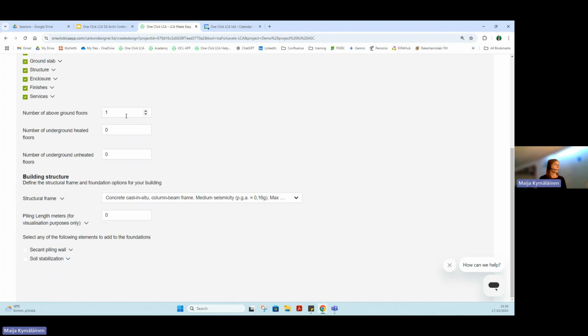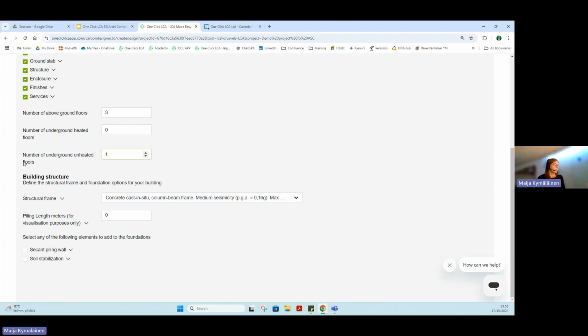And then number of above ground floors. So for example, we have 3, and then underground heated floors. Let's add, for example, 1 unheated. So there's a heated floor and unheated floor, and the difference is basically insulation.